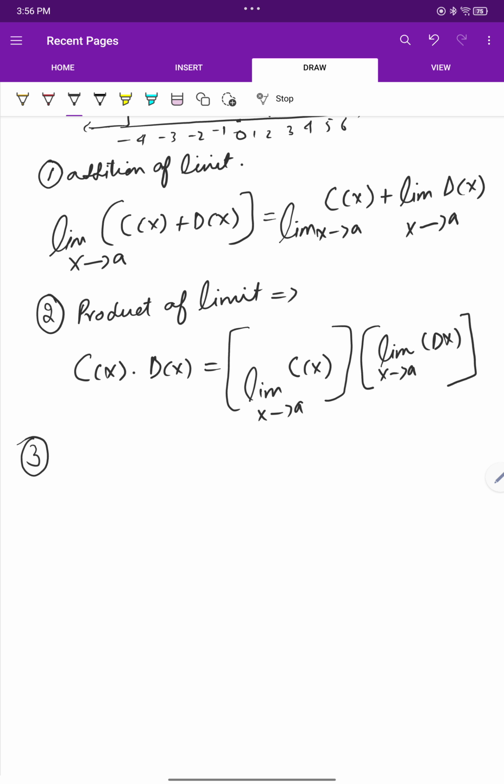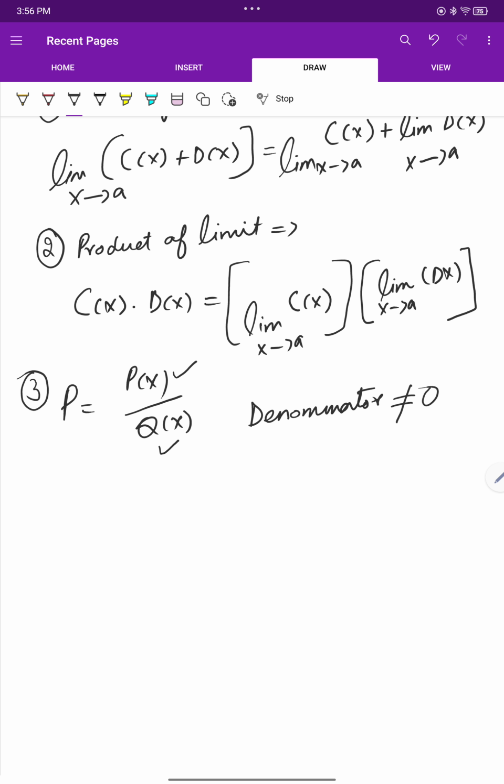It's actually the same, but now for a polynomial. Let's say p is equal to p(x) by q(x), a quotient. This is the numerator, and this one is the denominator. The denominator should not be equal to 0. If it's 0, it doesn't work, so you don't need to go further. So how are you going to do this?